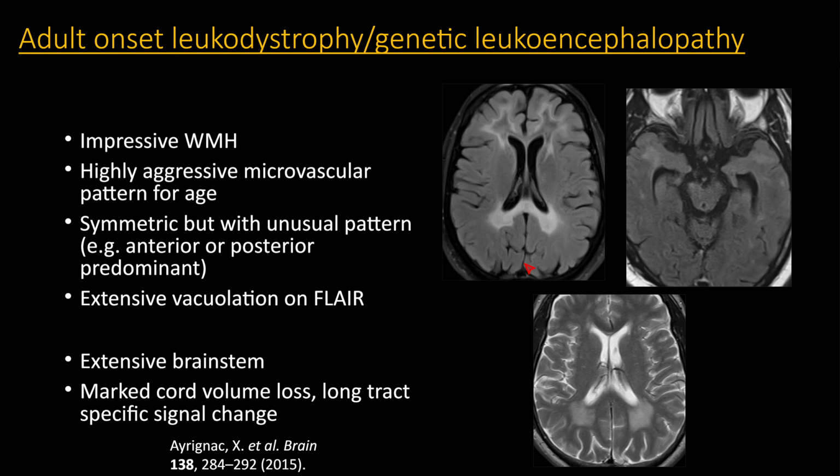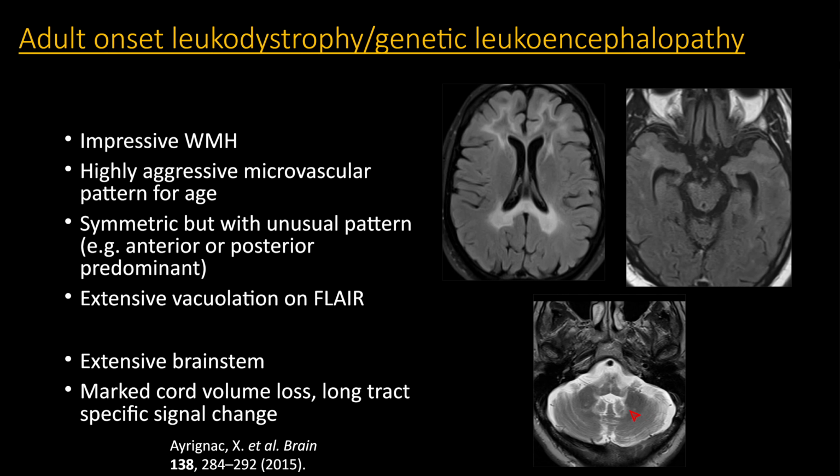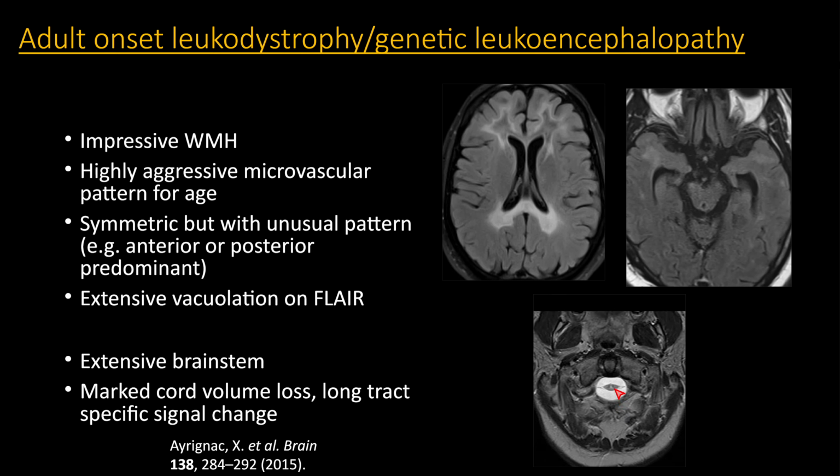And then if you have extensive brainstem findings, like in this particular case, if you scroll down, you can see the extensive brainstem abnormalities here. And if you have marked cord volume loss, you can see how tiny this cord is in this case, and you have long tract specific signal changes. I'll talk a little bit more about these in my spinal cord lecture, but those are some of the things that should make you think of these adult onset leukodystrophies or genetic leukoencephalopathies.